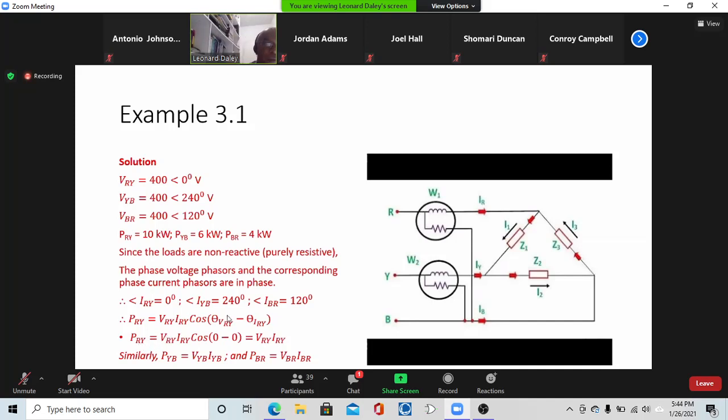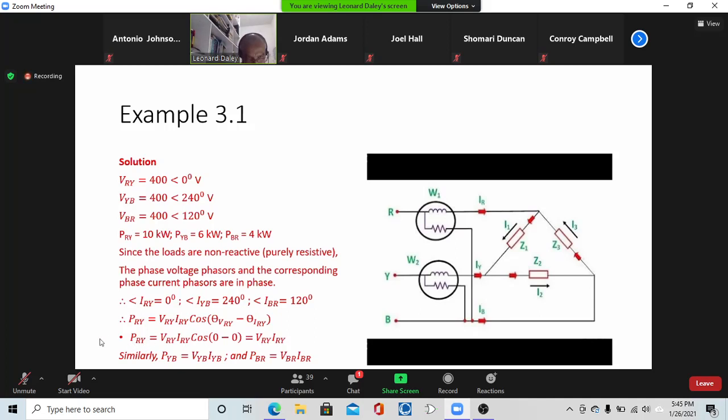Now we know that VRY and IRY are going to be at angle 0 because VRY was chosen as a reference, so it's at angle 0. Therefore IRY is going to be in phase with it, and it's going to be at angle 0 too. Now cosine of 0 is equal to 1. So that's why we end up with PRY equal to VRY times IRY. You could imagine a times 1 is right here. It wouldn't change the thing.